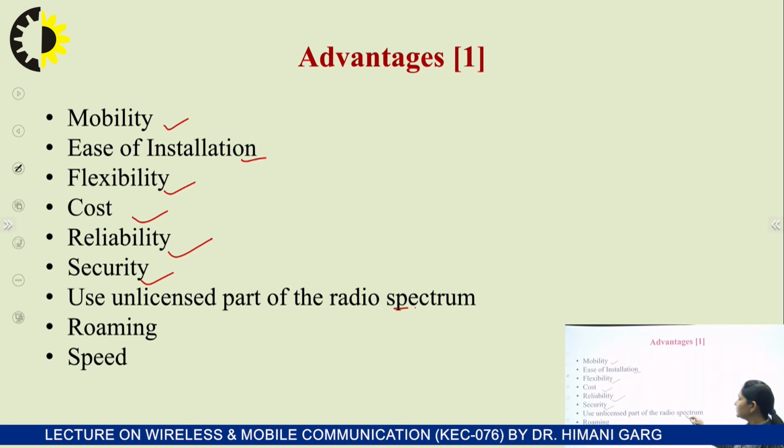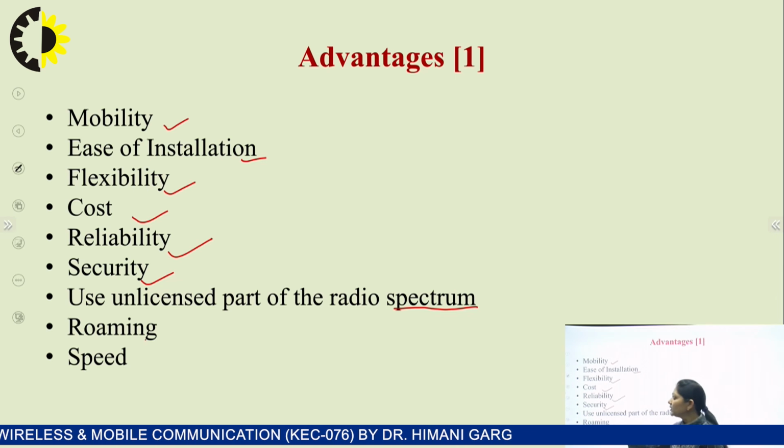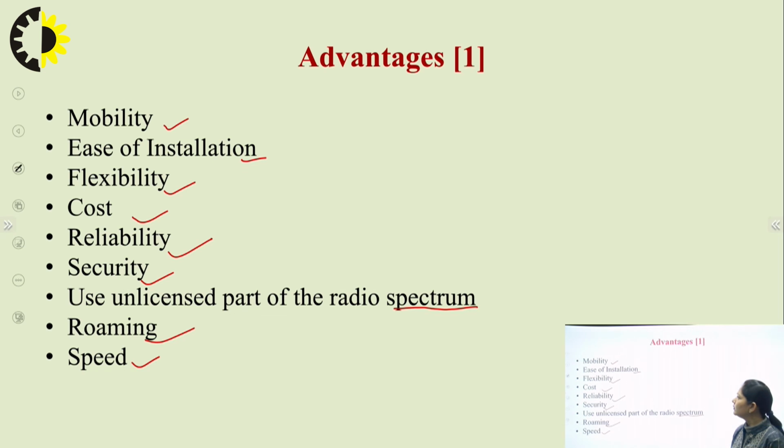It uses a licensed part of the radio spectrum. Roaming is possible, as the system is Wi-Fi and there is no wired network, so roaming is possible. Speed is also good, as we have seen, it is in Mbps, so that is high in the case of Wi-Fi.